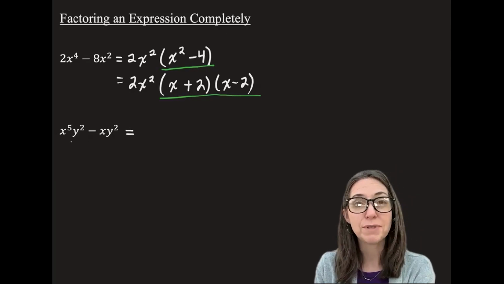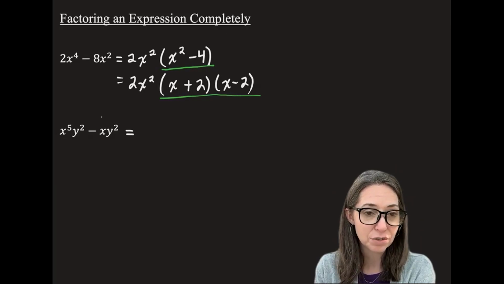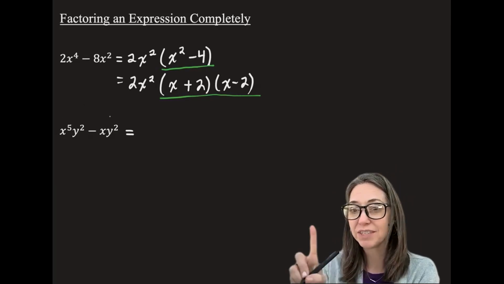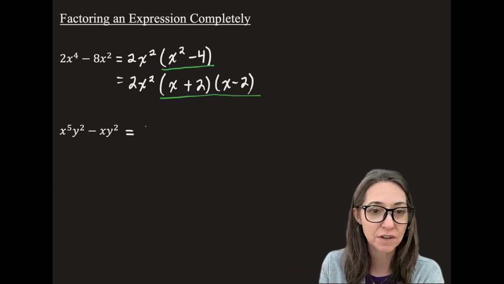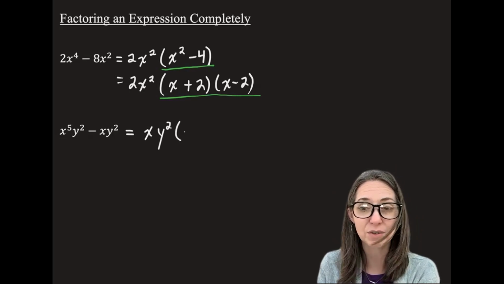What do both terms have in common? What's the GCF, right? We can pull out an x to the first. We have x to the fifth, x to the first. We always take out the lowest exponent, so x to the first. And they both have a y squared. So let's go ahead and take that out, y squared.